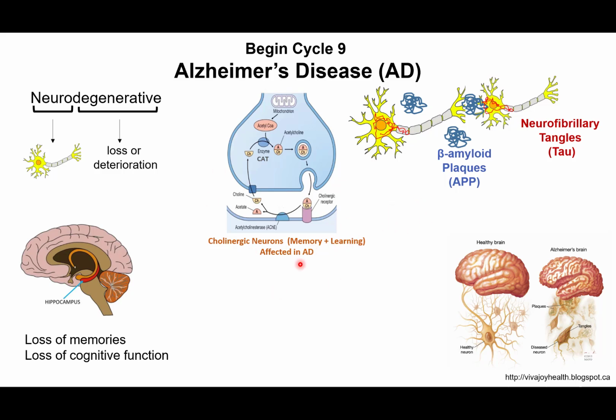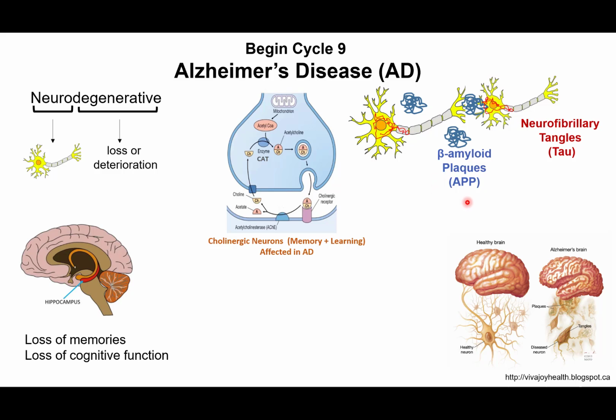So these cholinergic neurons respond to acetylcholine, which is a type of neurotransmitter. And so in Alzheimer's, this is the neuron that is affected. And therefore, they cannot remember, they cannot recall things. This also affects learning.